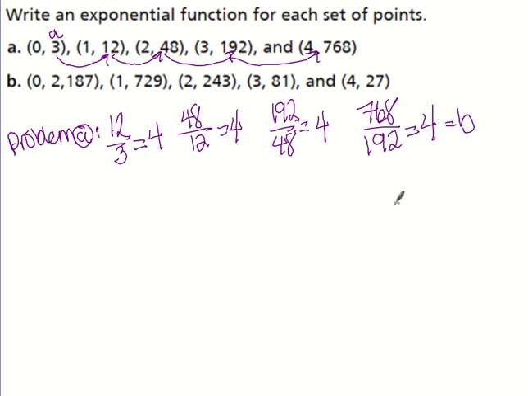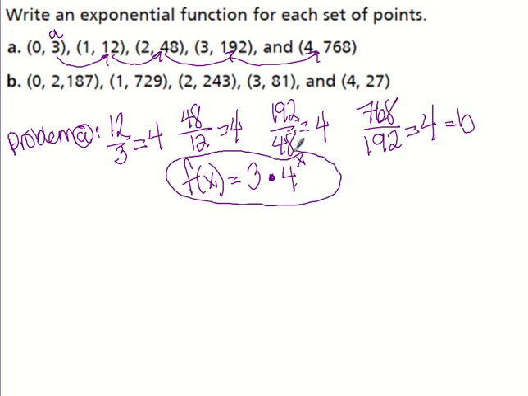So now I have my B, there it is, it's 4. And since I have my A and my B, I can write my function. So f of x equals 3, that's my A, times 4 to the x. There's our function notation for problem A.